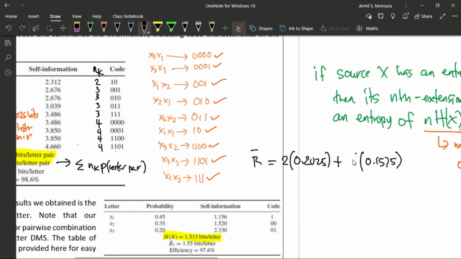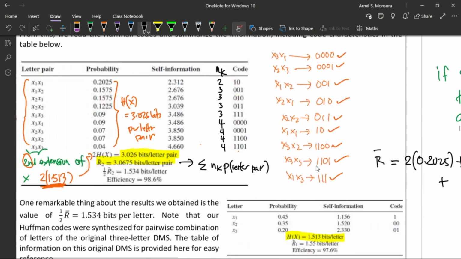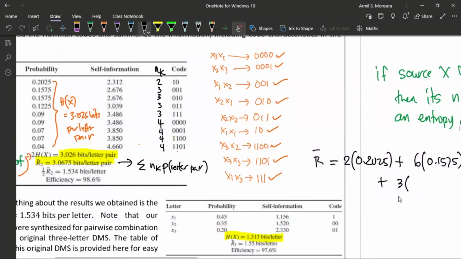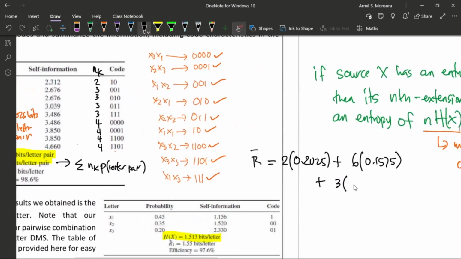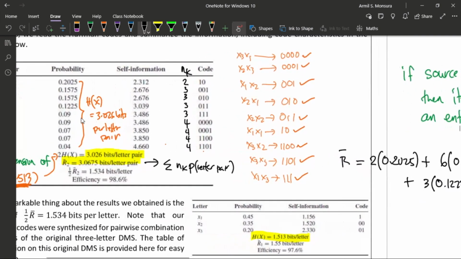We'll have 6 here, plus 3, times 0.1225. Then we can combine the two because their code word lengths are different.